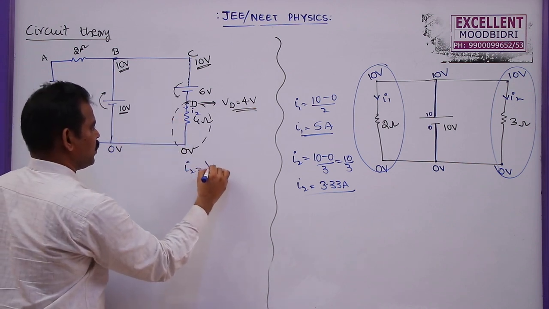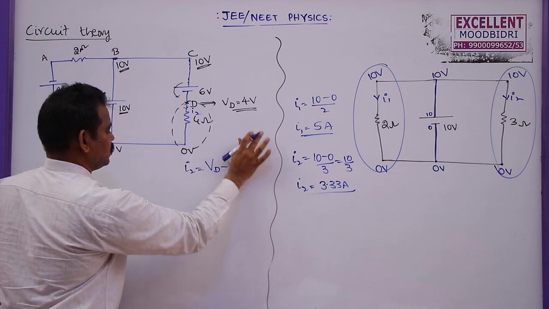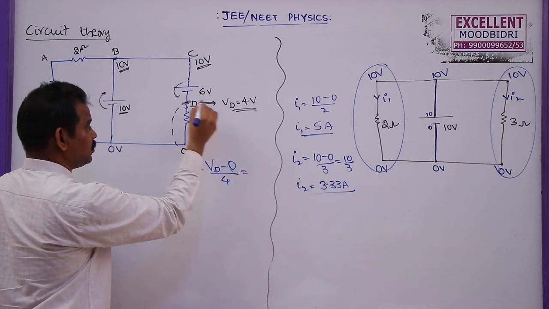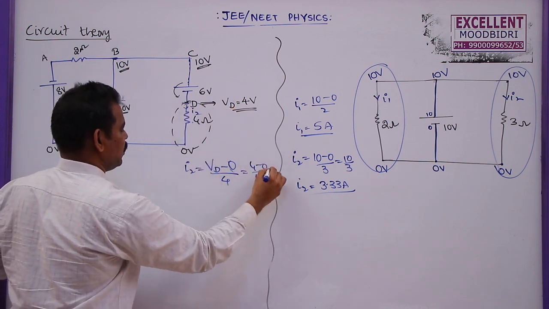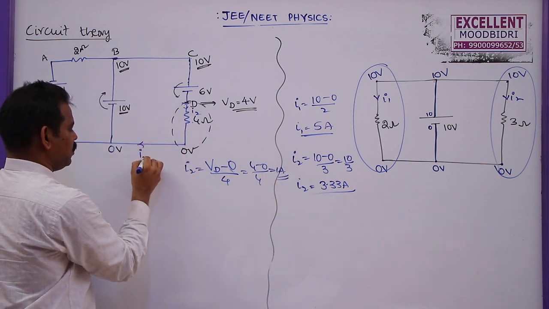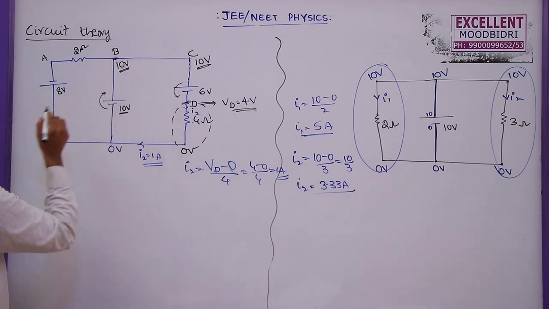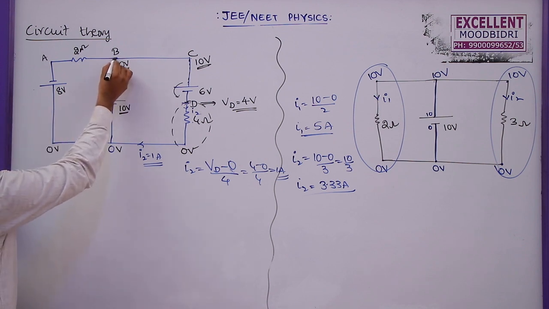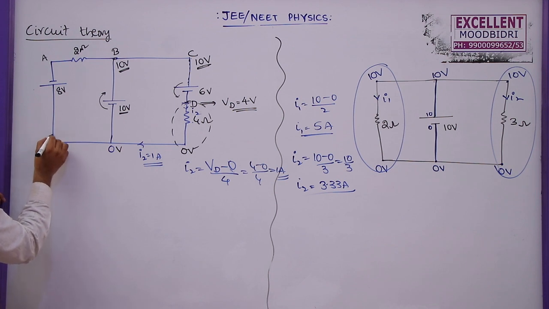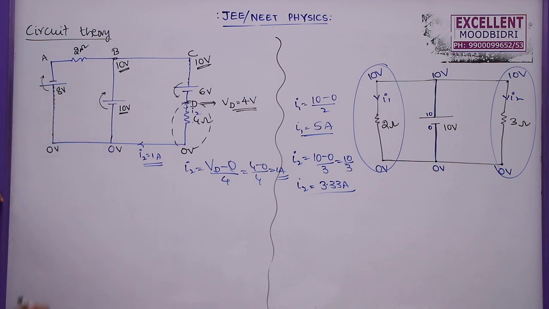So I2 is given by the potential at D minus the potential at this point, which I am taking as 0, divided by the resistance, which is 4. The potential at D is 4, so 4 minus 0 by 4. So this is 1 ampere. So how much current is entering here? The current entering is equal to 1 ampere. Similarly, in this case also, the voltage here is given as 10 and this is 0. You can see if you move from this to this, I am jumping to negative potential.